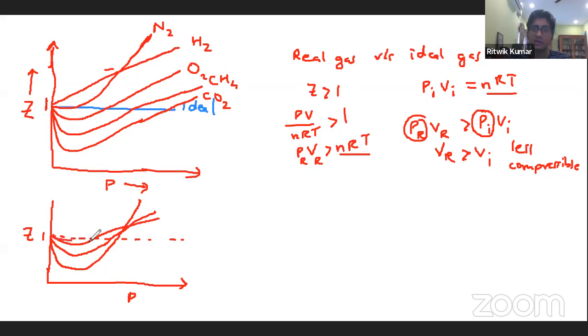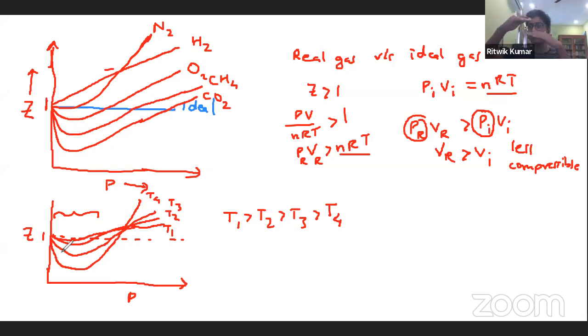Right, something like that. So we have T4, T3, T2, T1, right? As you increase the temperature, you'll see that the real gas starts behaving like an ideal gas over a small range of pressure. As you can see, the curve is flattening at the negative deviation section. Slowly it's flattening. As it flattens, it means it's starting to behave like an ideal gas. T1 is the largest temperature, T4 is the lowest temperature.